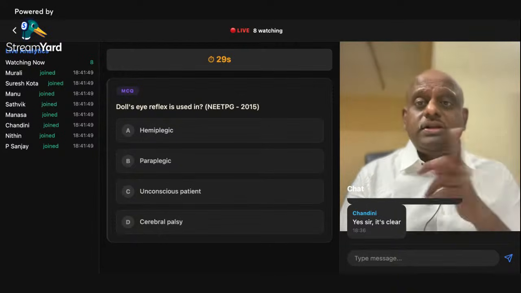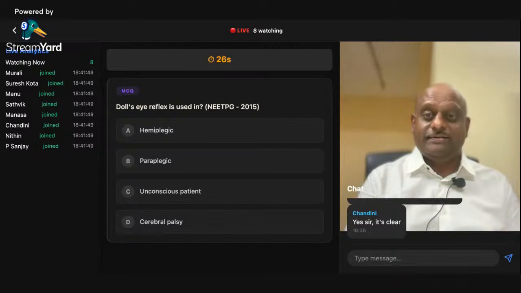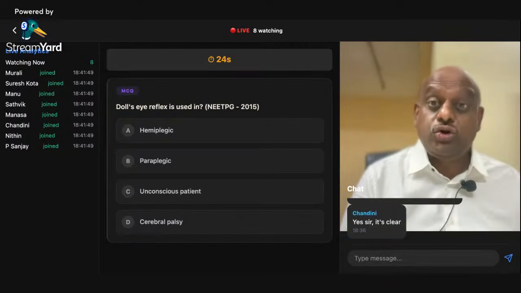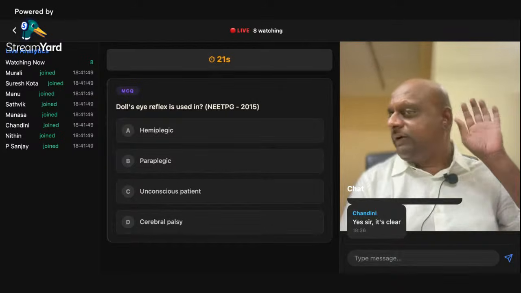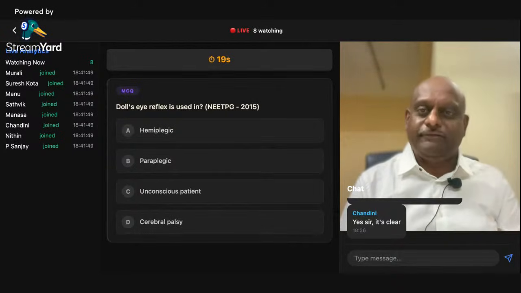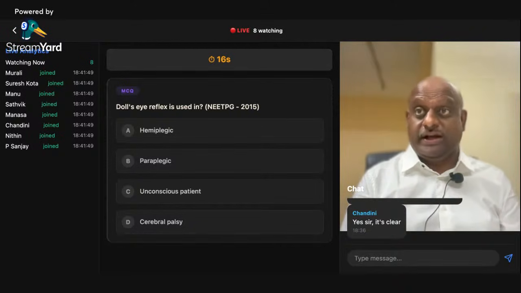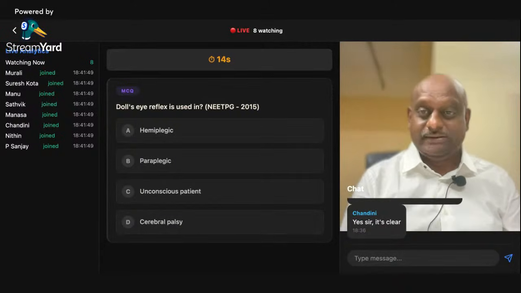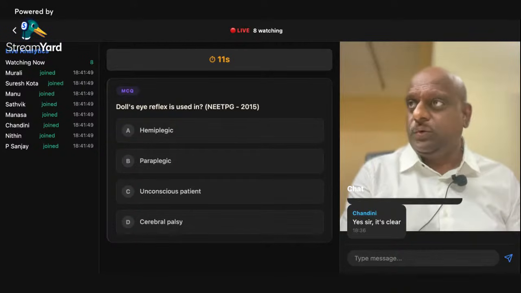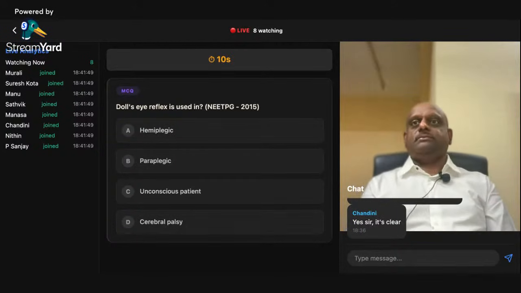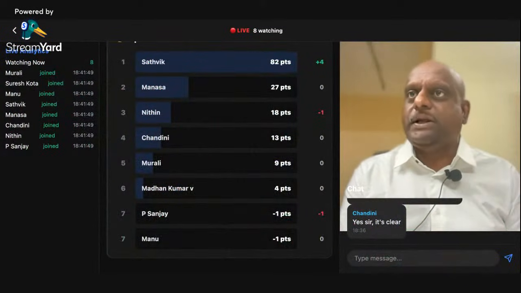Now, doll's eye reflex. Where do you use it, doctors? Doll's eye, you will be turning the head. If the eyes, when you turn right, do not move to left, and they move only with your head, that is doll's eye reflex, where conjugate movements are lost. So, where do we use it? Very good. Satvik is absolutely right.